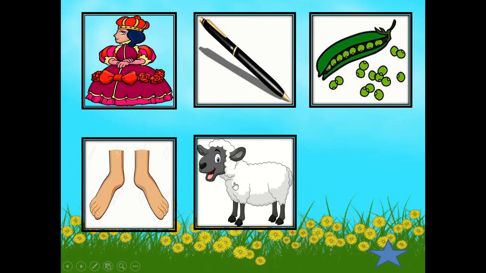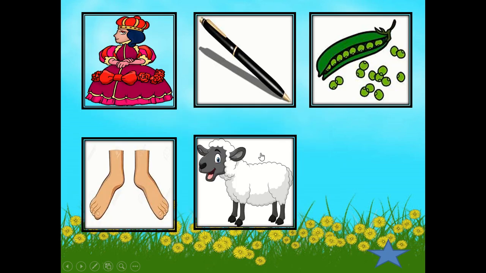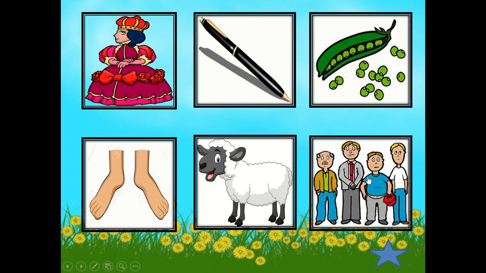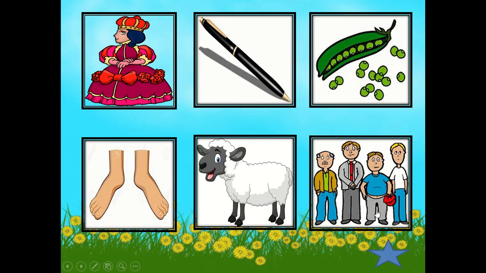And the next one we have the sheep. Sheep. What sound does it have? The long sound or the short sound? Very good. It is the long sound. And the last picture is men. Men. What sound do you hear in the word men? Is it the short sound or the long sound? Very good. It is the short sound of the letter E or the E sound.